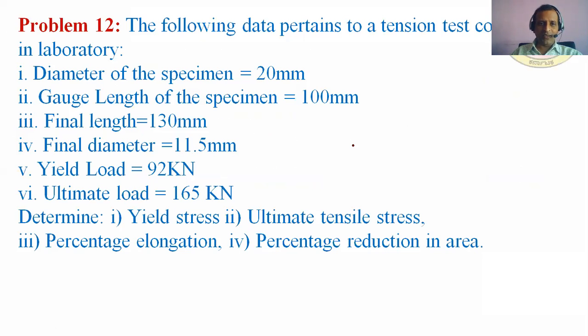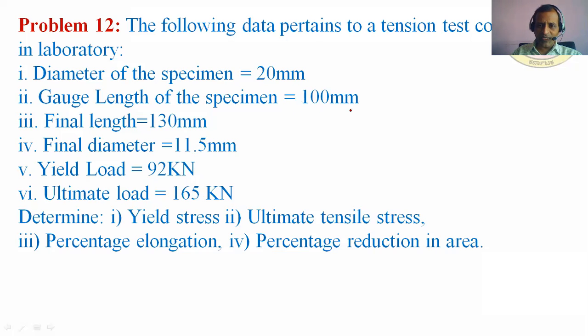So next is also the same. The following data pertains to a tension test, once again a tension test conducted in the laboratory. The diameter of the specimen is 20 mm, the initial diameter again. The gauge length of the specimen is 100 mm. The final length is 130 mm.